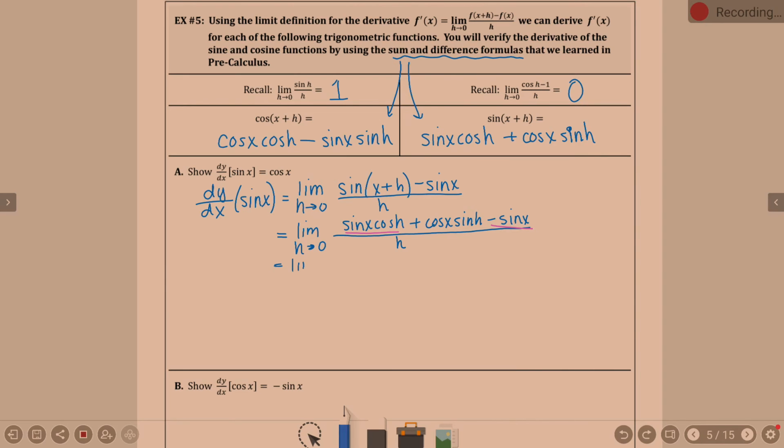So the limit as h approaches 0. As I factor the sine x out, I'm going to have sine x of cosine h minus, and when I factor sine x away from itself, I'm left with a minus 1 in the parentheses. I still have a cosine x sine h term at the end, all over h.